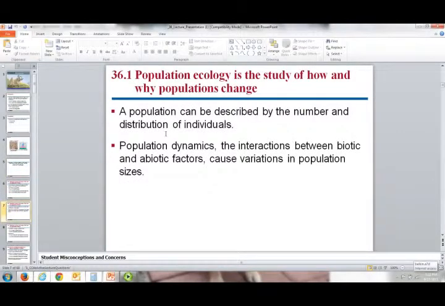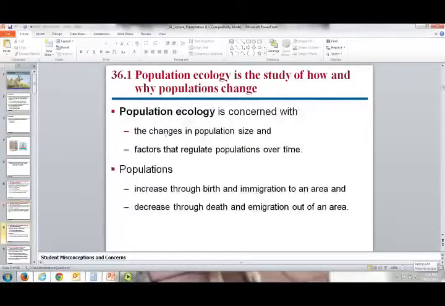Populations can be described by the number of individuals and also by their distribution. When you're looking at the dynamics of the population, you look at how they interact with biotic factors, which are living factors, and abiotic factors, which are non-living factors. These things all influence the population size. Population ecology studies the changes in population size and the factors that regulate or control that over time. Populations either increase or decrease. They increase through birth and immigration into an area, and they decrease through death and emigration out of an area.